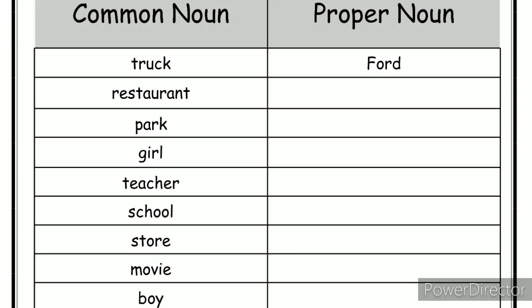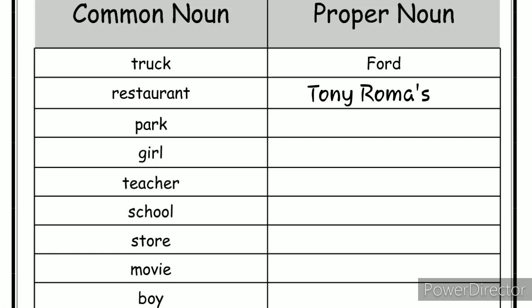Now, if you notice the next one in the common noun column, we're able to see restaurants. Now, in restaurant, what do you think could be a proper noun when it comes to restaurant? You could basically think of any other restaurants that you know. For example, Tony Roma's, right? It's a restaurant, so let's add that here.